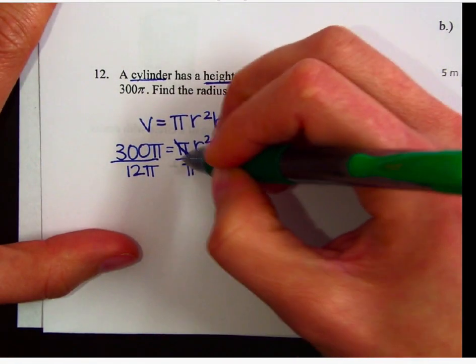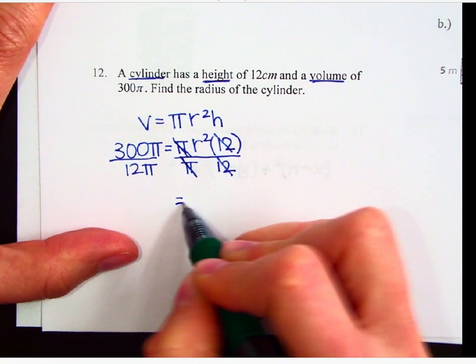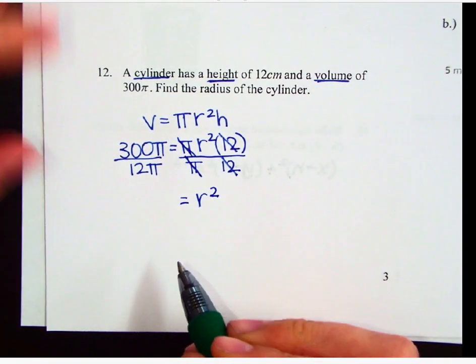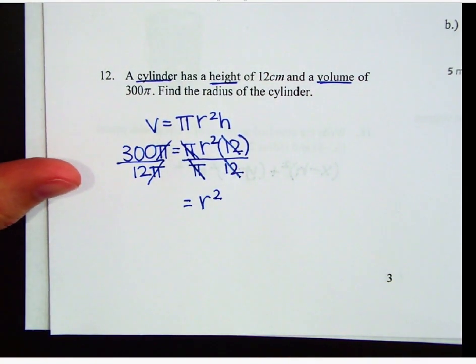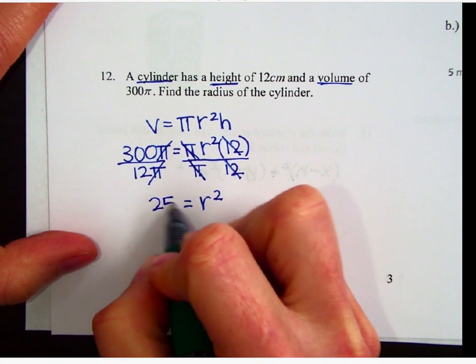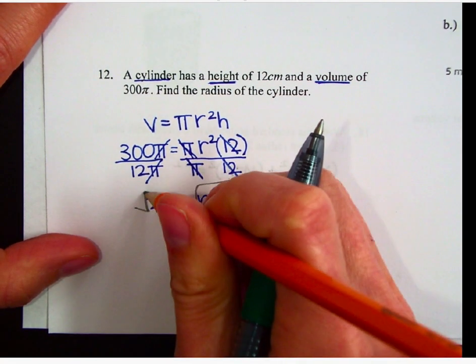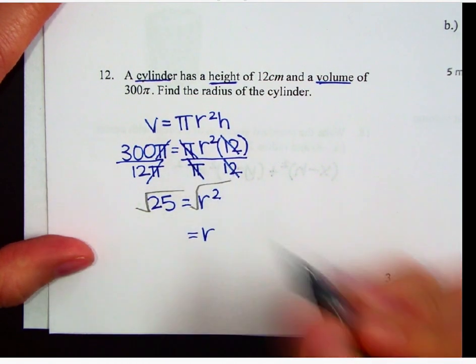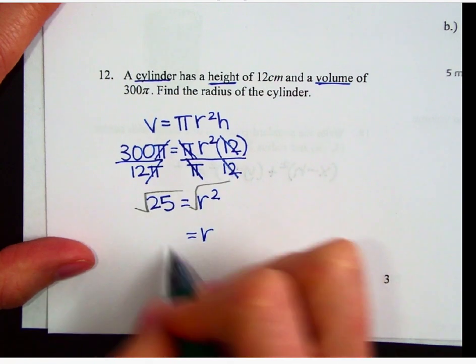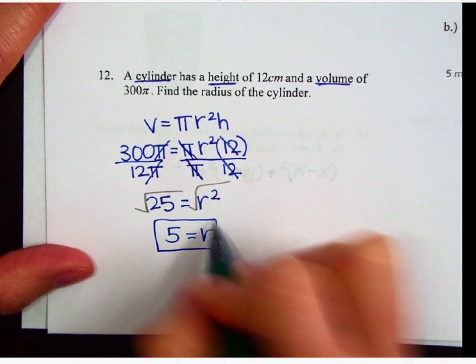We did that because we wanted the pi to cancel out here and the 12 to cancel to leave us with r squared. Then 300 pi divided by 12 pi, the pi's cancel, and in our calculators, or using mental math, 300 divided by 12 is 25. And then we have a last step to solve for r. The inverse of squaring is to square root, so that will cancel out to leave us with r equals the square root of 25, and the square root of 25 is 5. So the radius of the cylinder is 5.